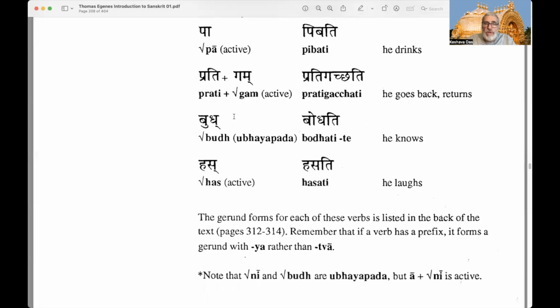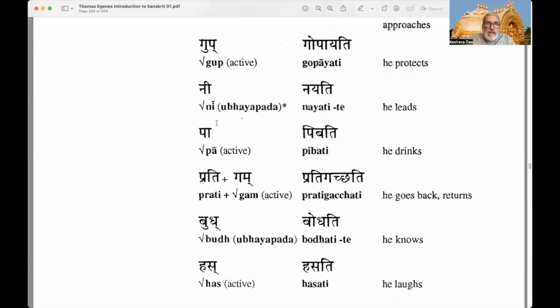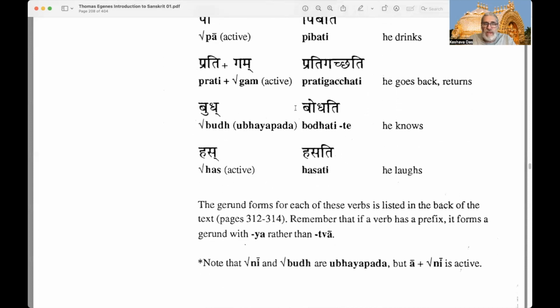Then we have bud, again like gup. We see the guna, the strengthening of the vowel in the root when it becomes a stem, and here we see the final word. Bu becomes bo, so bud becomes bod, and plus ati, since it's also ubhayapada, it could be bodati. It could also be bodate.